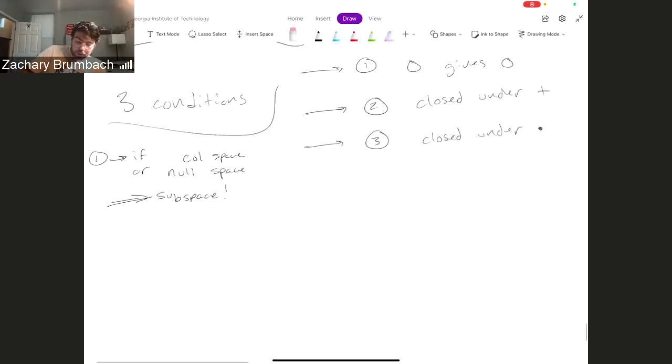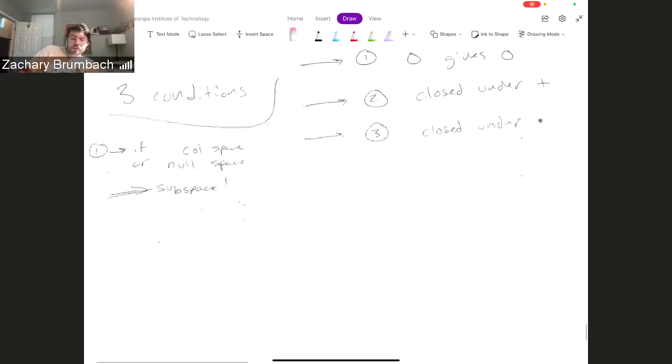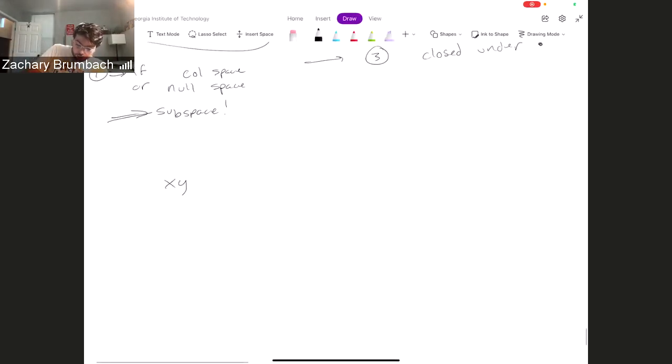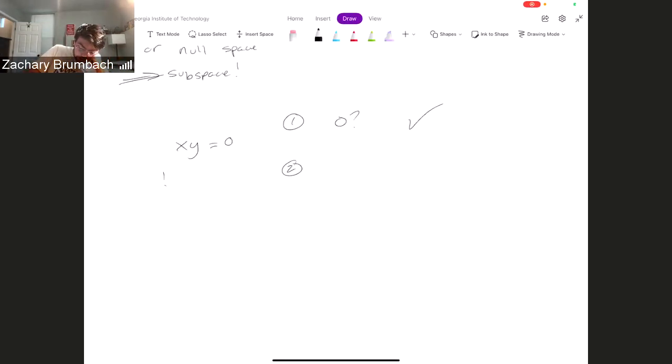For 2 and 3, a little bit trickier. There's only like a handful of examples I'll ever pull on you, but let's use the example of x and y such that their product is equal to 0. Okay? So we're going to check this for all 3 conditions. Check 1. Does 0 work? Yes. Check 2. Addition. Tricky. Okay, so let's give an example. 1, 0. All right. Closed under addition means, is there something I can add to this that also satisfies this condition, but when you add them together, they no longer satisfy the condition.